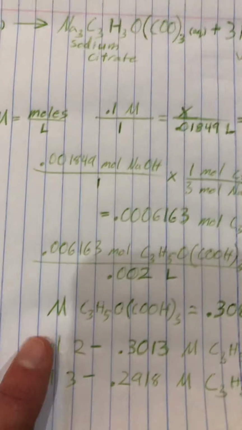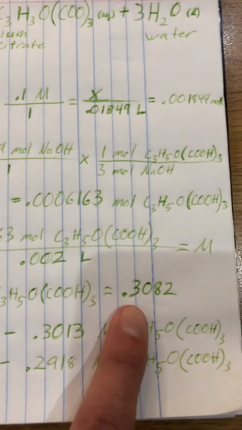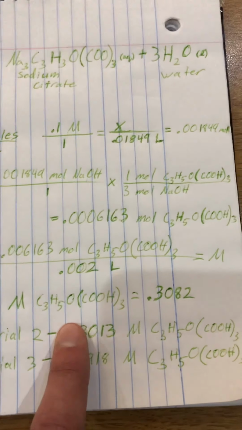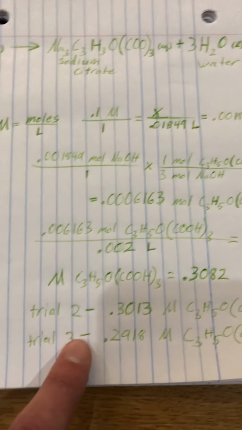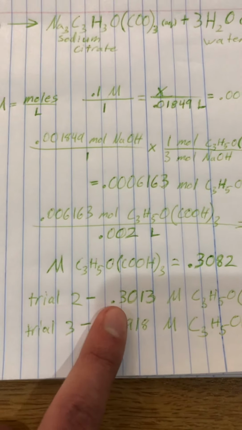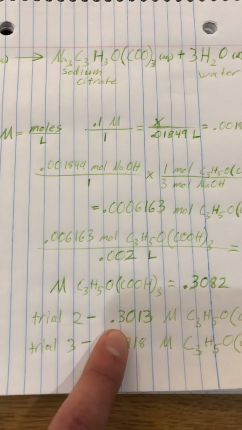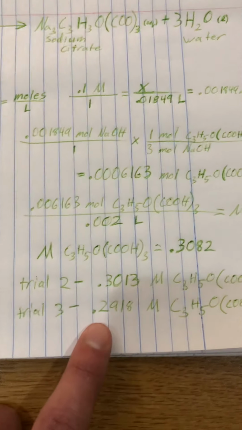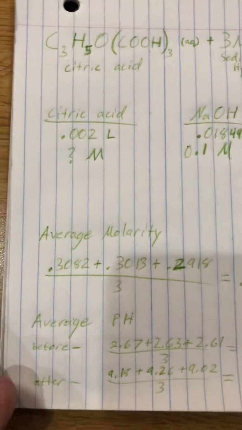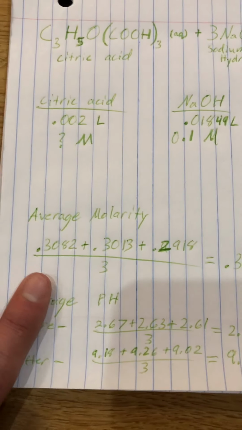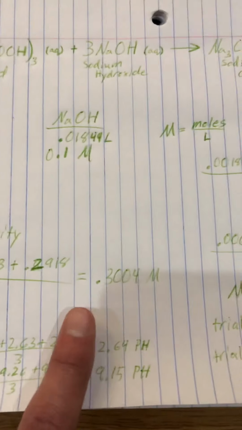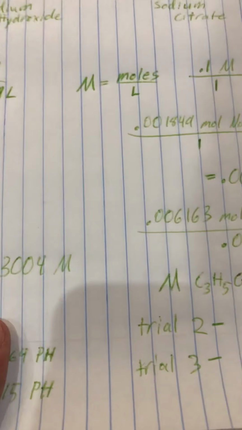After solving this, we find that trial 1 has a 0.3082 molarity, and repeating this process over again for the different volumes that we have in each trial for sodium hydroxide, we get that the outcomes of molarity are 0.3013 and 0.2918. After taking this, we can find the average molarity of all 3 trials by taking the molarities, adding them together, and then dividing by 3 to find out that the average molarity of the experiment was 0.304.